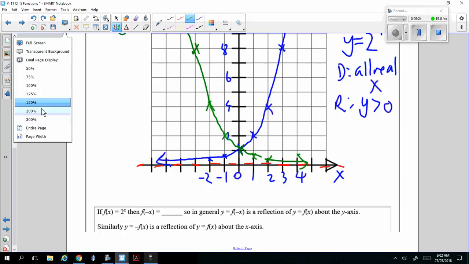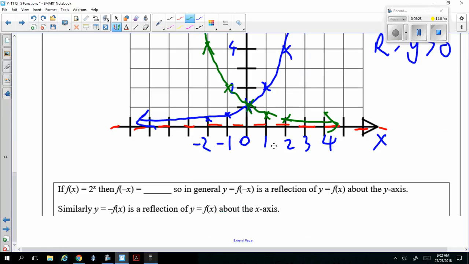If you see the bottom part, if f of x equal to 2 to the power x, if you substitute negative x in, it becomes 2 to the power of negative x. So that x there changes to negative x. So in general, whenever you change x to a negative x, it has the effect of reflecting that about the y-axis. Okay.